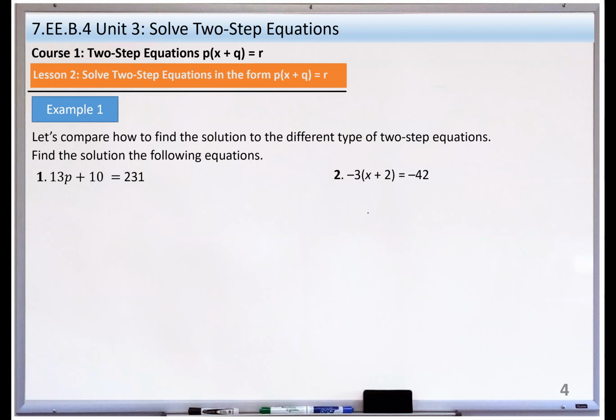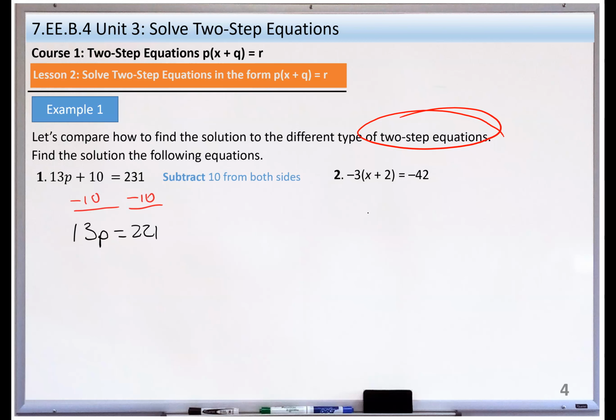All right, so let's do a quick comparison for your reference of the different types of two-step equations. One with distribution and one without. So I have 13p plus 10. I'm going to subtract 10 from both sides. Divide both sides by 13. P is 17. Now in this problem, before we can divide or subtract anything, we have to distribute.